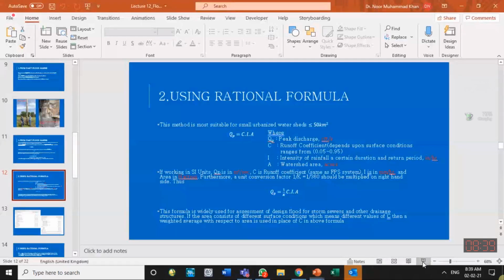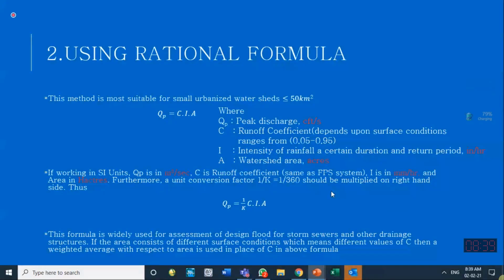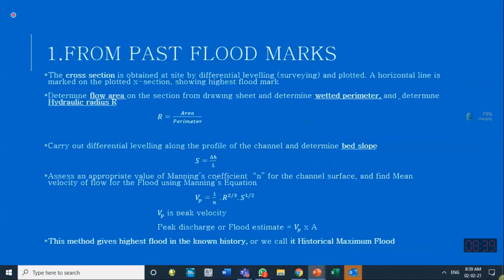ये हो गया. तो इसमें अभी तक कोई क्वेश्चन है कि अगर आपके पास, if you don't have the previous data, how you can estimate the flood?